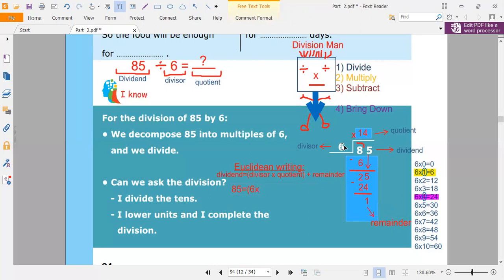6 times the quotient. What is the quotient? The quotient is the answer, and the answer is here up. The answer is 14. The quotient is 14. So 6 times 14, we close the parentheses, plus the remainder, which is 1. So 85 equals 6 times 14 between parentheses plus 1, called Euclidean writing. Thank you.